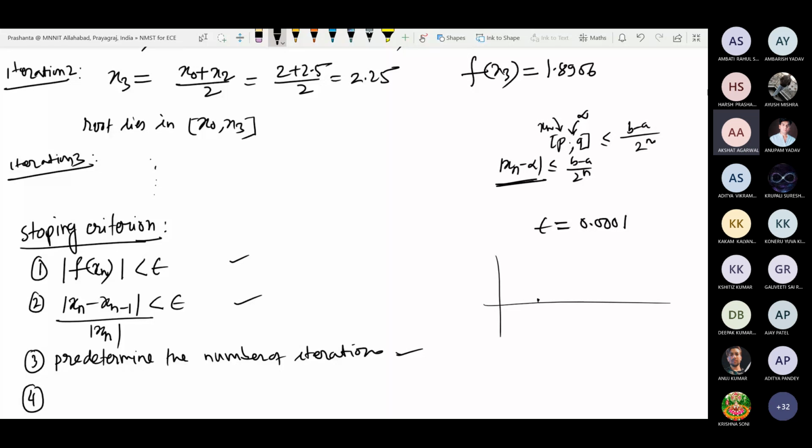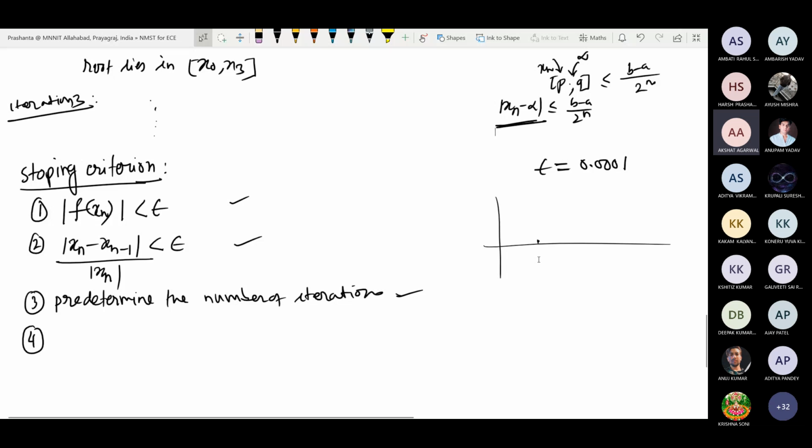That is the error. This xn minus alpha is the error in the nth iteration. xn is the approximate value, alpha is the exact root. So that error is bounded by b minus a by 2 power n. If you consider that the error has to be less than a certain quantity given by epsilon, so if you predetermine epsilon, suppose it is 0.0001, then you can determine how many iterations you need so that your answer will be very accurate. The difference between your answer and the exact solution will be less than this epsilon.